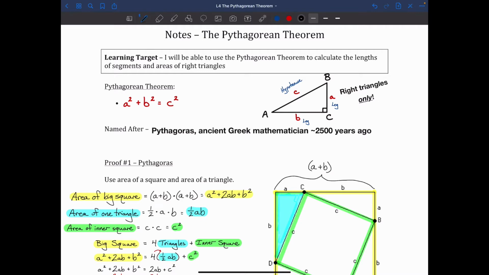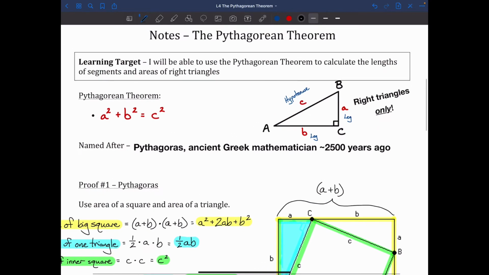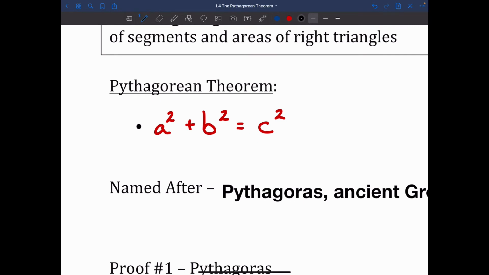All right, so a lot of this we did during class. If you don't have all of this filled in, it might be because you were absent. If you want to ask about it next time you see me, that's perfectly fine. I would recommend that. But just to recap, the Pythagorean theorem itself, this is the big deal: a squared plus b squared equals c squared.